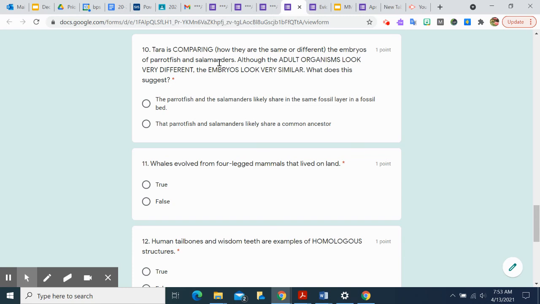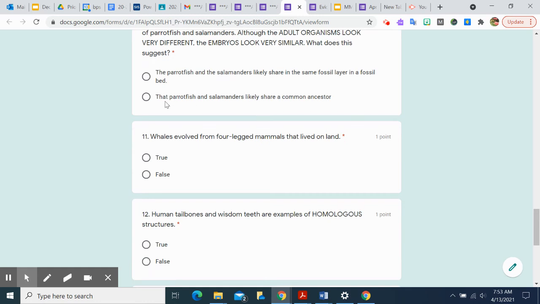So when you compare a parrotfish and a salamander, it says the adult organisms look very different. So think about how a parrotfish and a salamander look, but the embryos look very similar. So what does this suggest to you? The parrotfish and the salamanders likely share the same fossil layer in a fossil bed, or that parrotfish and salamanders likely share a common ancestor.